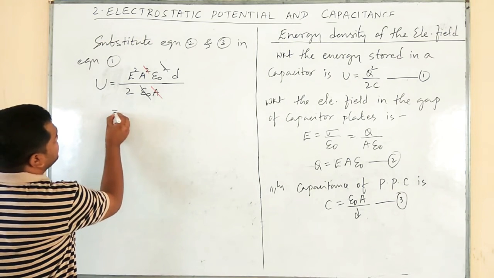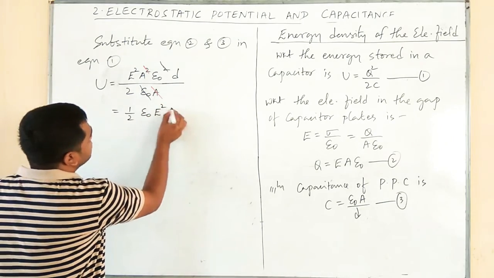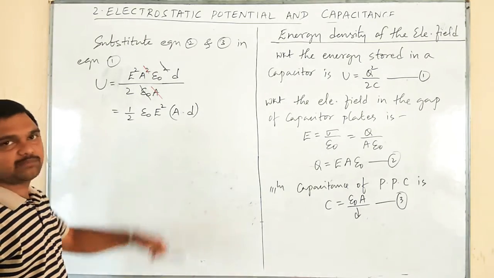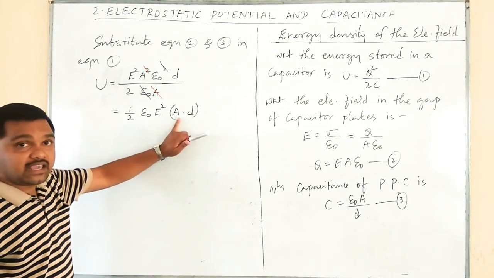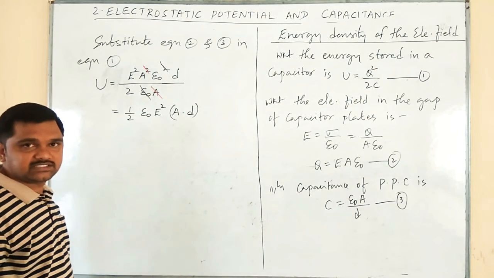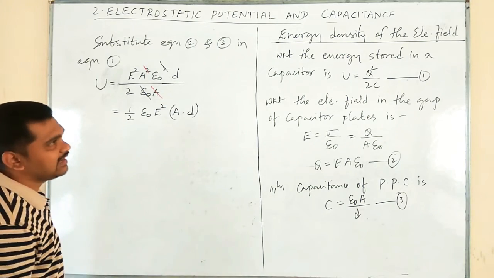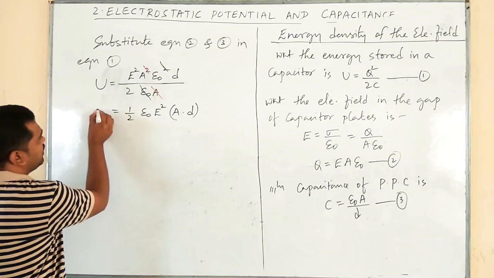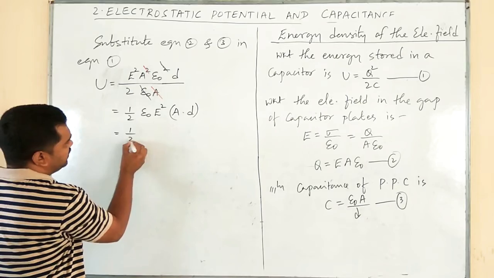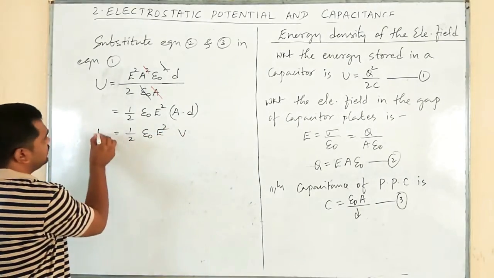Next, what remains here is half epsilon naught E square A into D. I will write A and D inside the bracket because A is the area of each plate of the capacitor, where small d is the distance between the two plates, and it gives us the volume occupied by that given electric field. So therefore, A into D we can write as volume. One more step. This is volume. This is U.